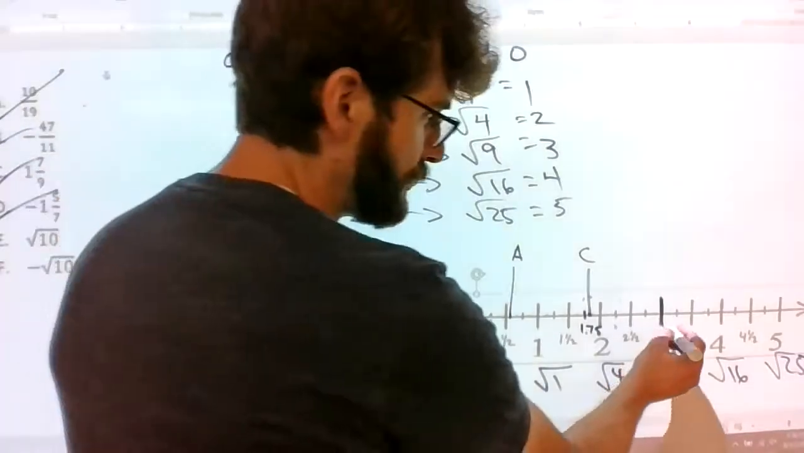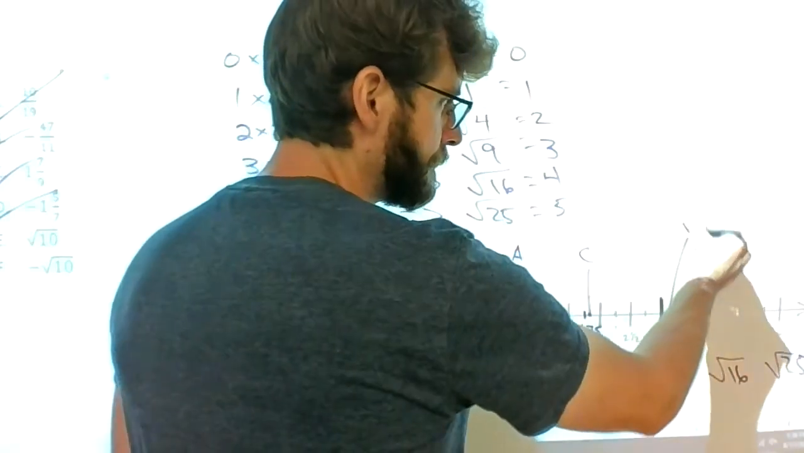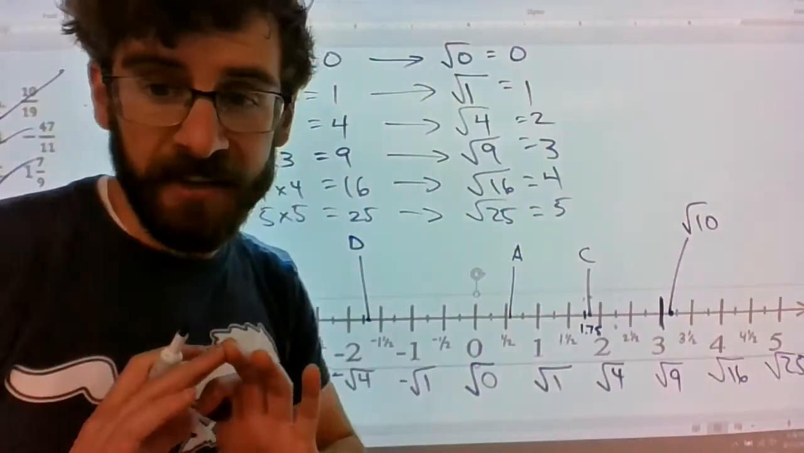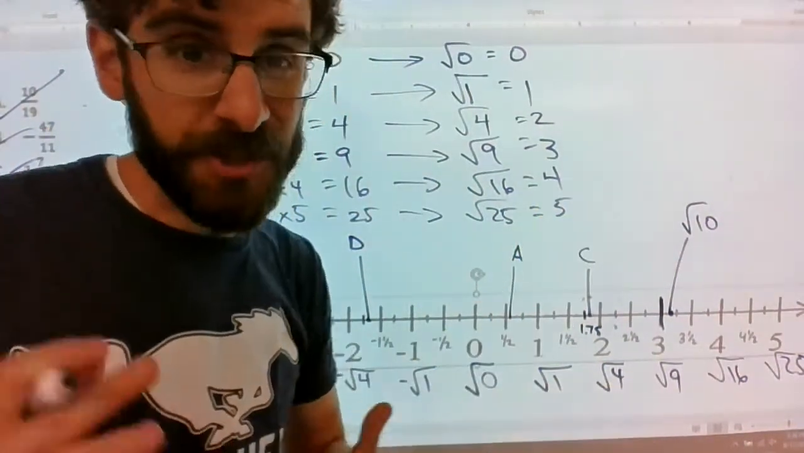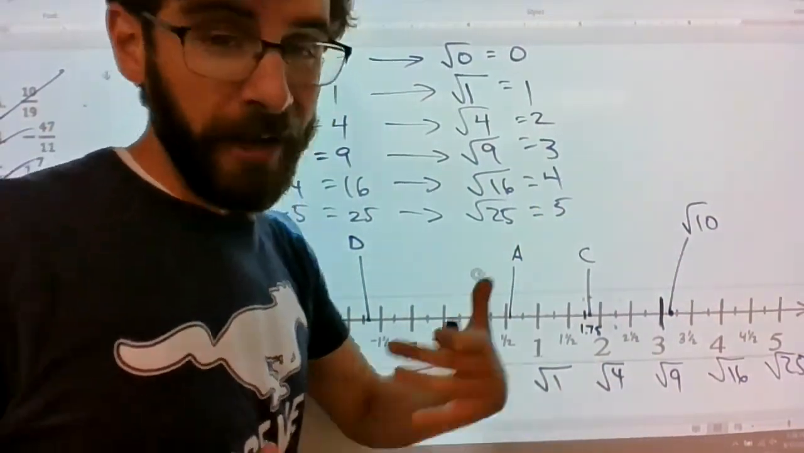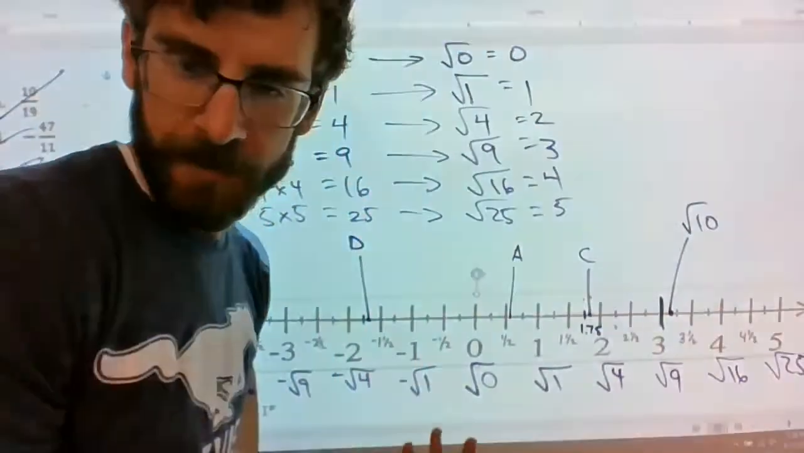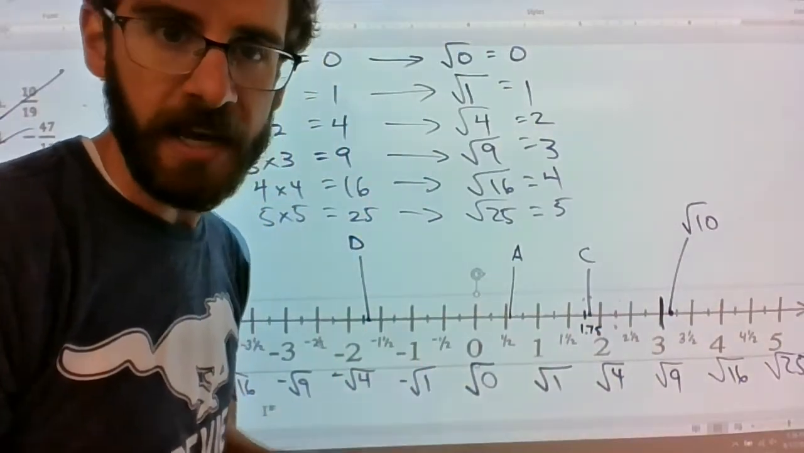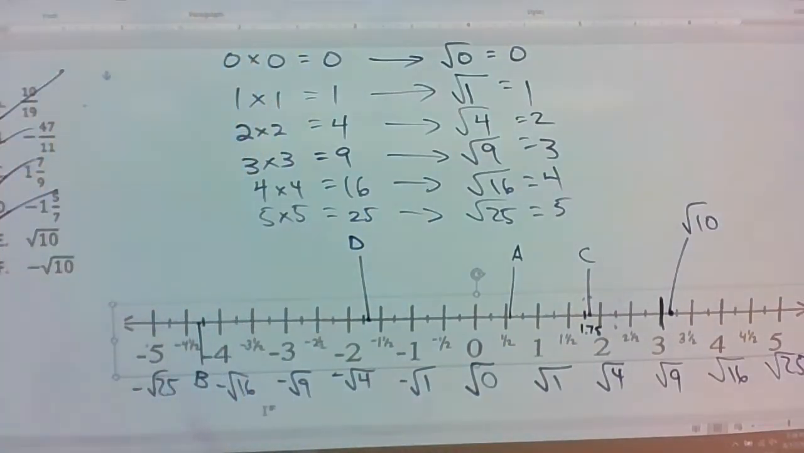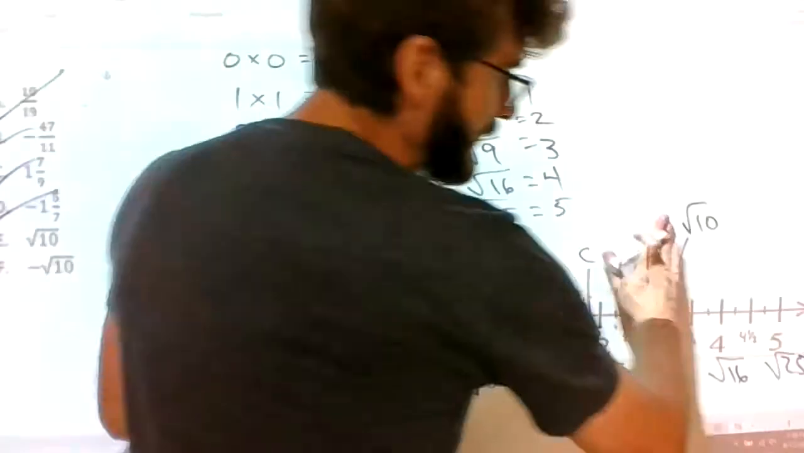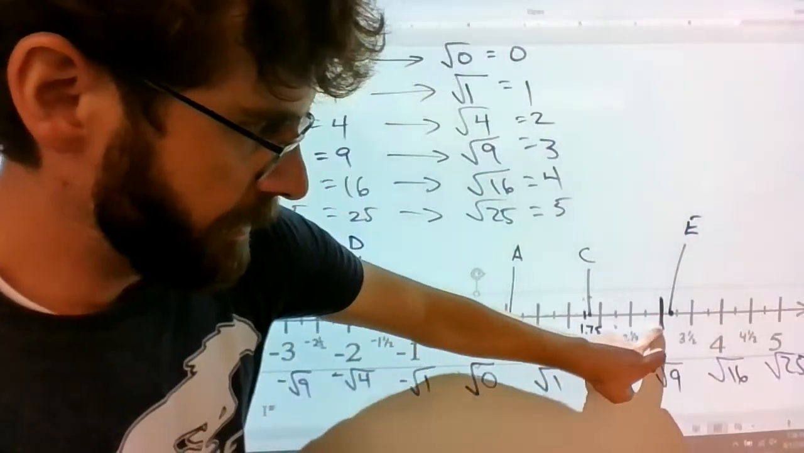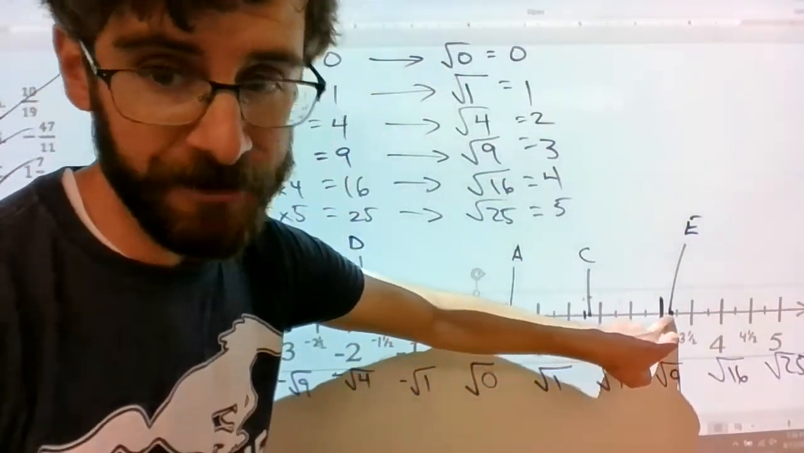So, root 10, right about here. I'm not asking you to think of it any closer than that. It's between 3 and 3 1/4 because it's so close to the 9 and so very far away from the 16. That's what I'm using to estimate that. So that's letter E right there. If that's where root 9 would be, then that's where root 10 would have to be.